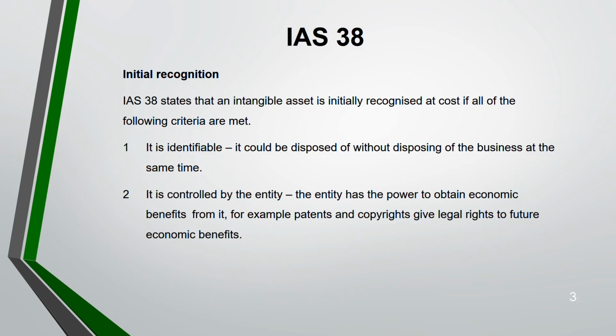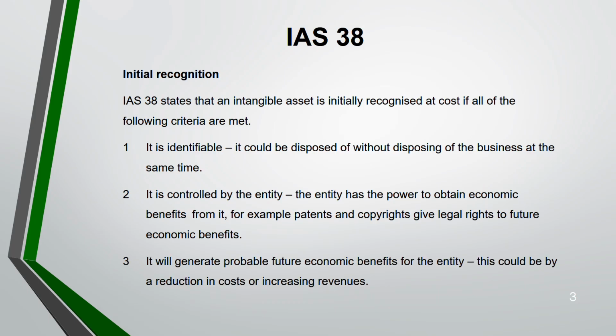Next, it is something that is controlled by the entity. Something where the entity has the power to get benefit out of it. For example, if you are having a patent, copyright, they will give you some benefit. But these are intangible assets. Next, it has to generate future economic benefit for the entity. For example, either it will help you to reduce your cost or increase revenue. If all of these 3 are met, you will recognize intangible asset at cost. And also cost has to be measured reliably.